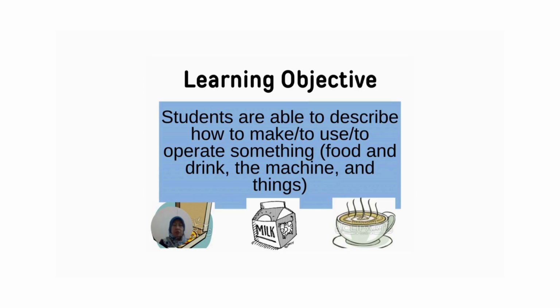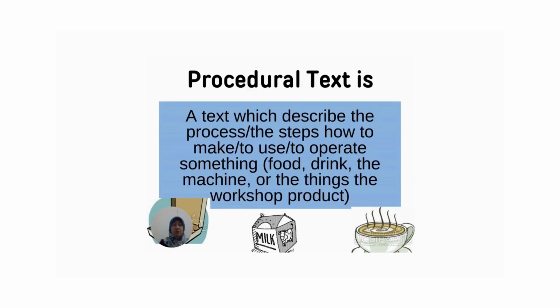So what is the definition of the procedural text? Procedural text is a kind of text which describes the process, the steps, how to make, how to use, and how to operate something. How to make, you can use for describing how to make food, drinking, the workshop product. And then how to use, for example, how to use the workshop tools and the workshop machine and all the electronic devices.